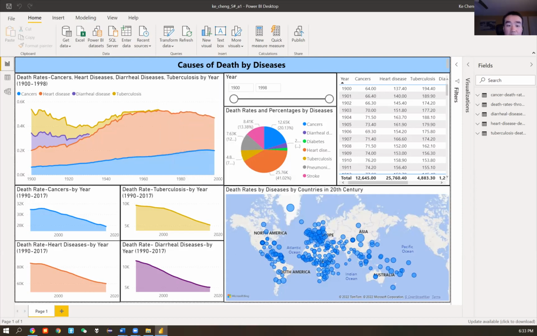The second graph is the pie chart. It is the death rates and the percentage of disease. It shows the death rates of 7 major diseases and the percentage of them. We can get the result that heart disease and cancers are the top 2 diseases that cause death.